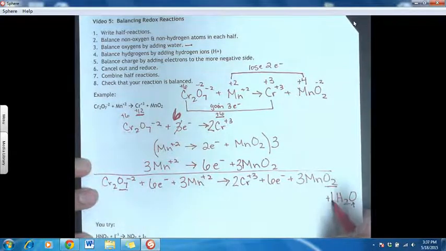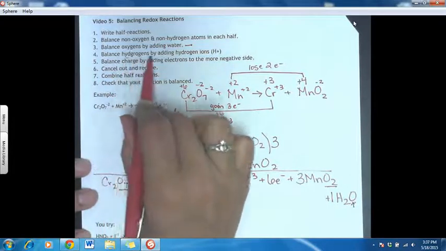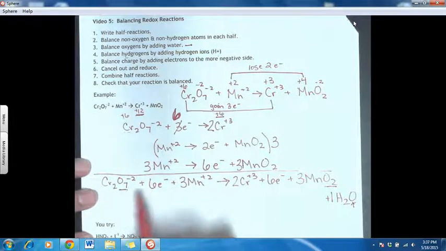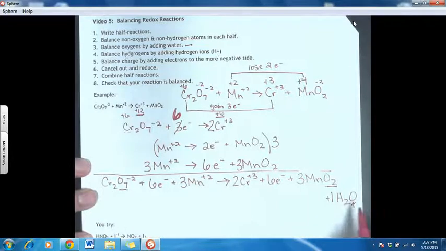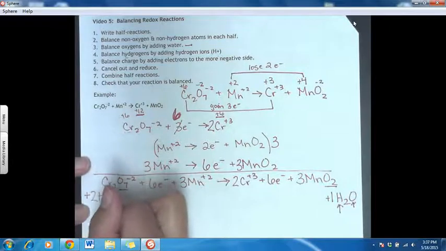1 oxygen added. To balance the hydrogens, I need to add hydrogen ions. So you notice on the left-hand side, I have no hydrogens. On the right-hand side, I've just added 2 hydrogens. So that means over on the left, I need to add 2 hydrogen ions.